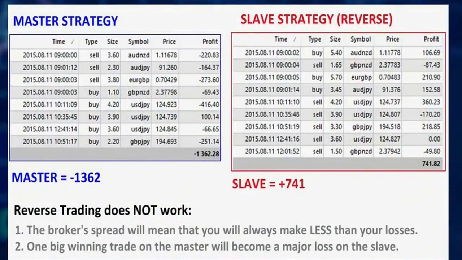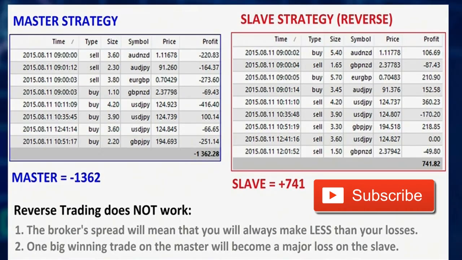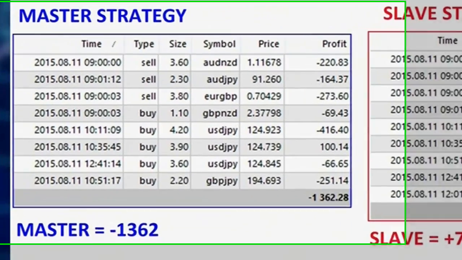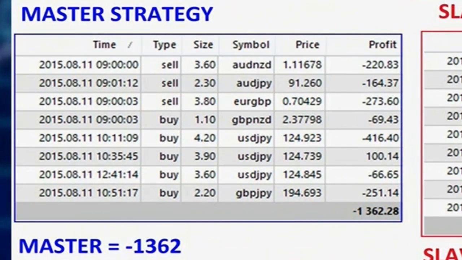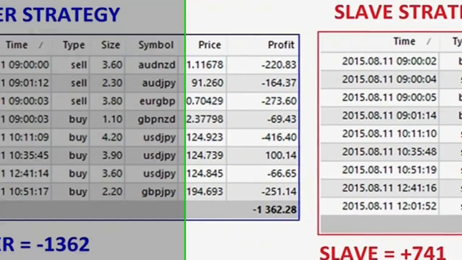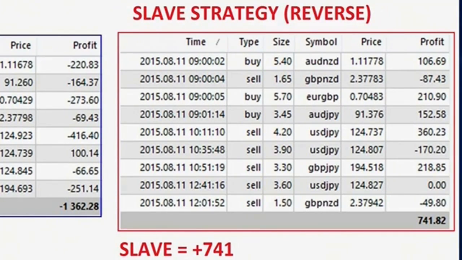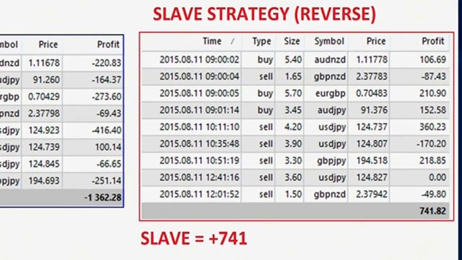And finally, we go to that last slide, guys. So here's some more results for you, as you can see here. So again, master strategy, slave strategy on the right. The master lost minus 1362. Now that could be pounds or dollars, whatever you want. And the slave made half of that, 741.